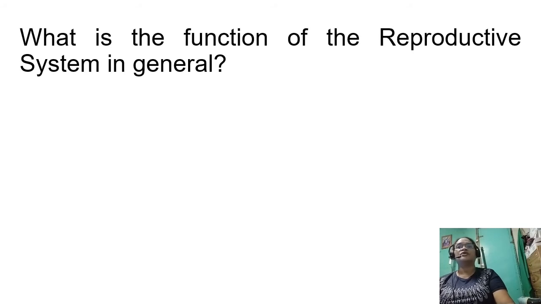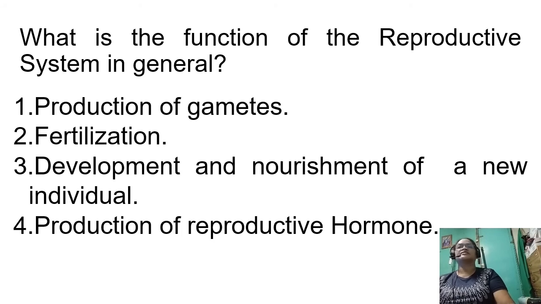What is the function of the reproductive system in general? It's the production of gametes, fertilization, development and nourishment of a new individual, and the production of reproductive hormones. So that's it.